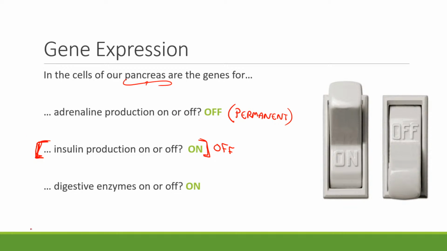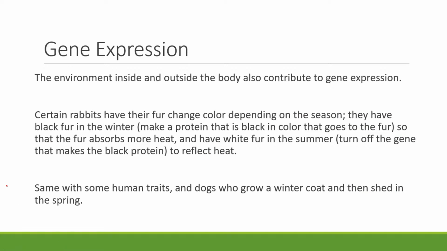We're never going to have adrenaline created in our pancreas. If we talk about seasonal things that are temporarily on and off, that goes back to certain animals who shed their coats. They have a summer coat and a winter coat. Certain rabbits change their fur color in the winter versus in the summer, either to absorb heat or to reflect heat or for camouflage reasons. Some animals will turn white in the winter so that they match better with the snow.